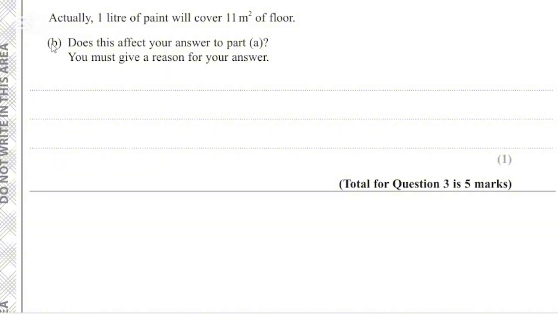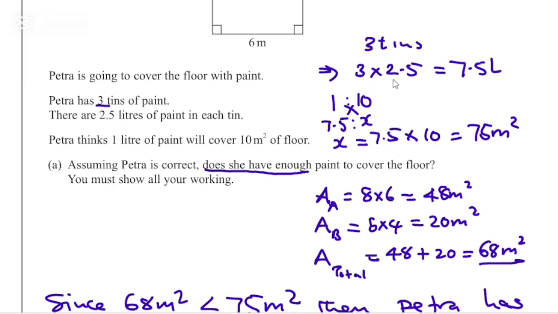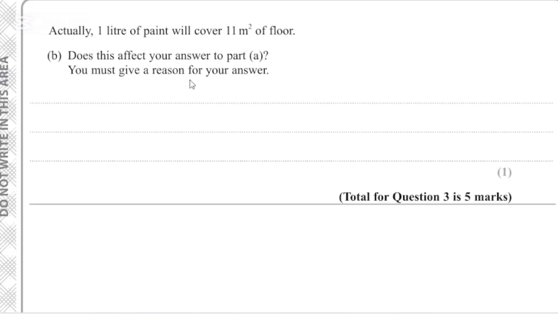All right, the question continues and says, actually, 1 liter of paint will cover 11 square meters of floor. Does this affect your answer to part A? You must give a reason for your answer. Remember, we found that the total amount of liters is 7.5. All right. First of all, we need to find the total amount of liters.